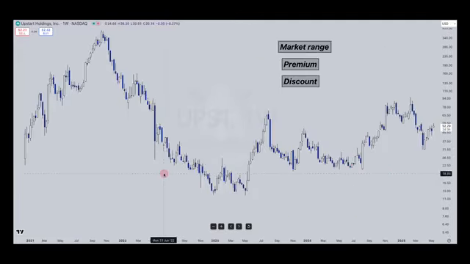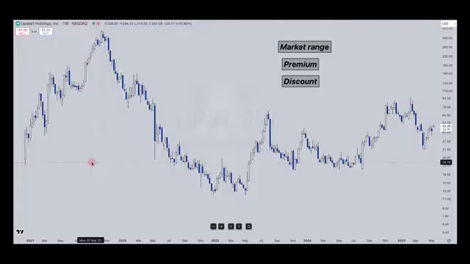So when impulse swings are created, they leave ranges. And using the principle of market ranges, we know that when a range is created, that range will give us an equilibrium point, it will give us a discount, and it will give us a premium. Okay?